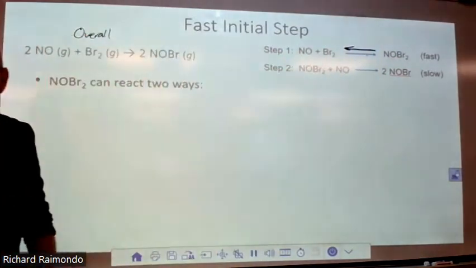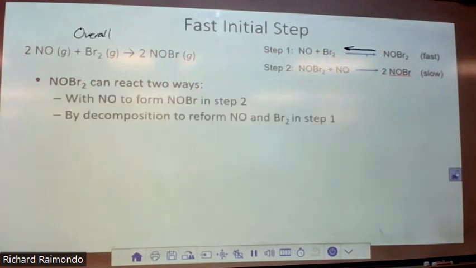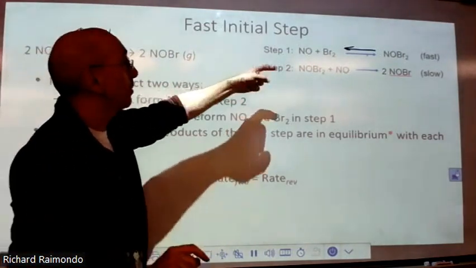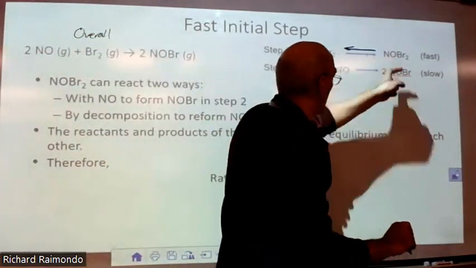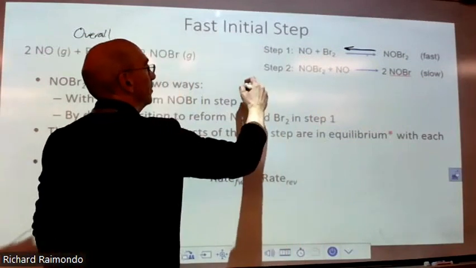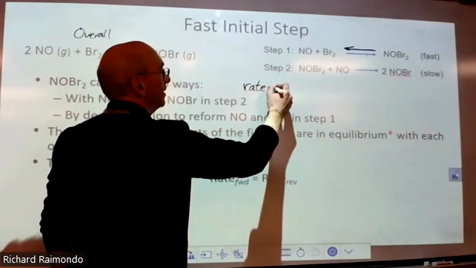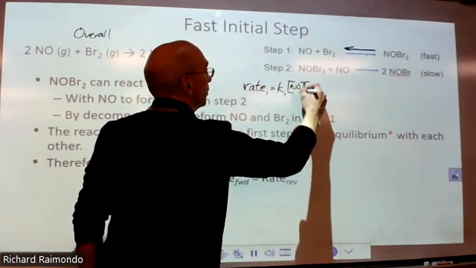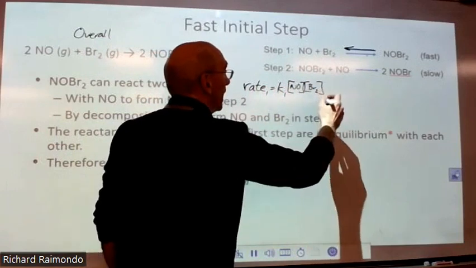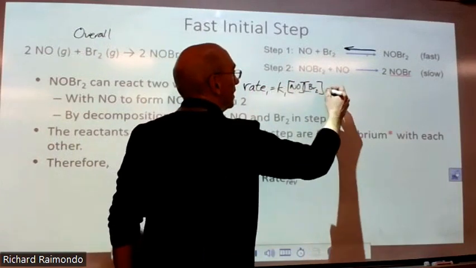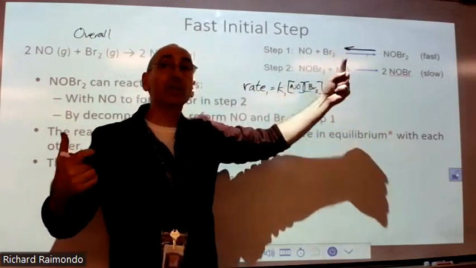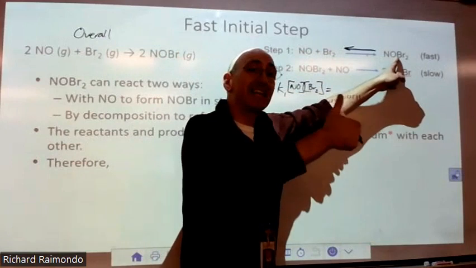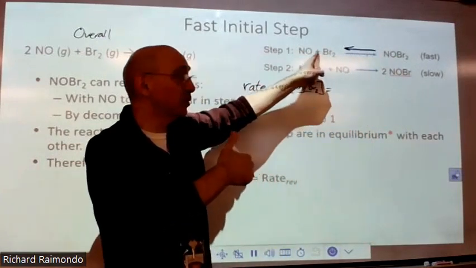So we're going to write the rate law for step 1. What's the rate law going forward for step 1? Rate 1 equals k1 times [NOBr2]. And that's rate 1. Now, if this has reached equilibrium, what does equilibrium mean? Equilibrium means we are making product at the same rate that product is being made back into our reactants.